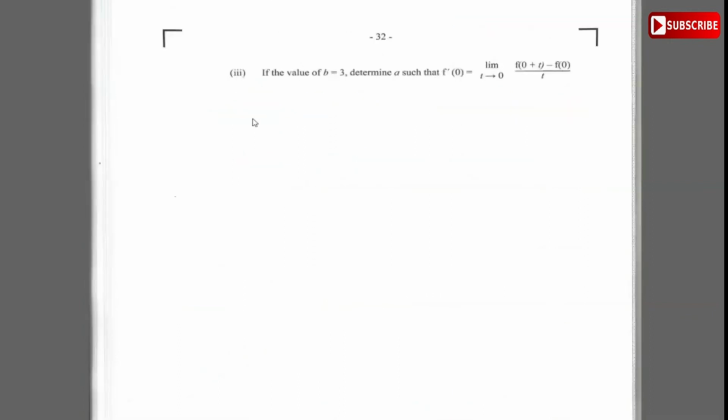f prime of 0, which I found to be 2, is going to be equal to the limit of f of 0 plus t. f of 0 plus t is going to be replace x with 0 plus t. So it's going to be the limit as t tends to 0 of f of 0 plus t. And we want to determine a.